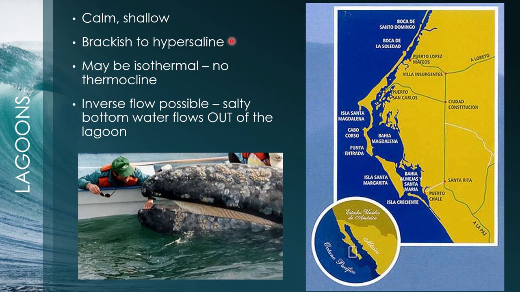And when that happens, you actually can end up with salty water that flows out of the lagoon. So usually salt water flows into estuaries, into tidal areas, but you can have an inverse flow. When you have really, really salty water, it will sink to the bottom because it's super dense, and it will flow out along the bottom of the lagoon. And quite often, because these are pretty shallow, we have no thermocline, okay?